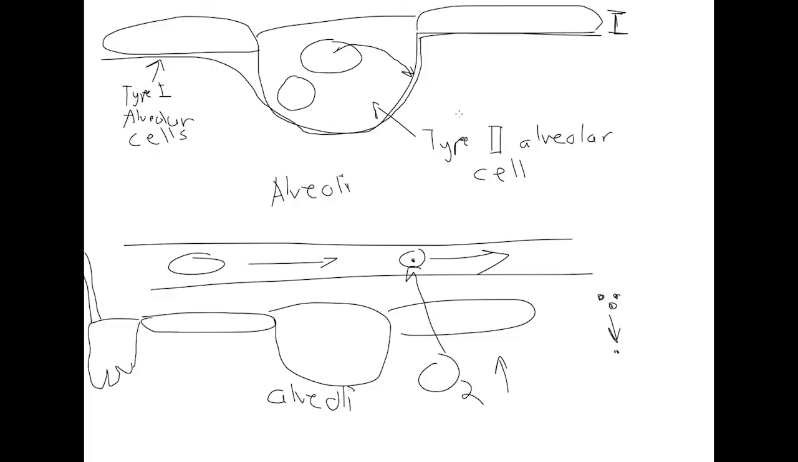And this surfactant is produced by these lamellar bodies. Sorry, I'll write it out. Lamellar bodies. And they will produce surfactants that will line the alveolar wall. And then oxygen will be able to go to red blood cells via diffusion and bind to hemoglobin, where it will be taken to your cells.